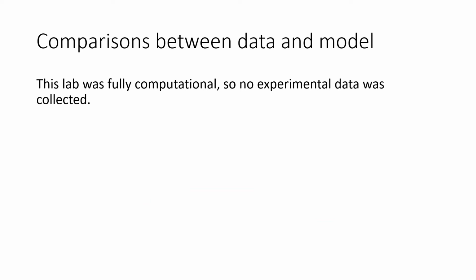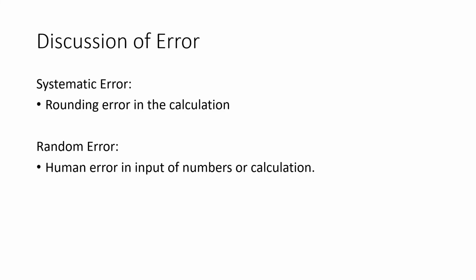Because this lab was fully computational, no experimental data was collected. However, we can still analyze or discuss a little bit of sources of error. So some systematic error that could have occurred in this experiment were some rounding errors in the calculation. So this entire experiment was coded in Python, which has a limit to how many numbers it can round to, which could have affected a number of the variables used, especially when we were calculating the mass of the black hole. And then some random error could have occurred in the human error and input of numbers or calculations.